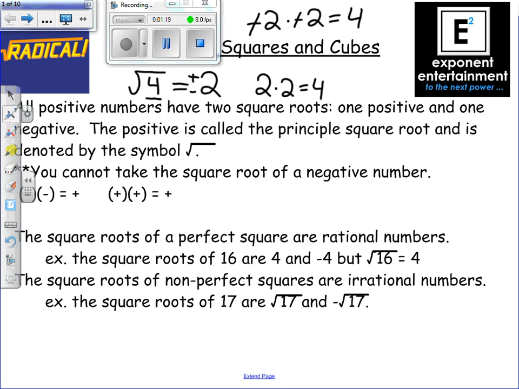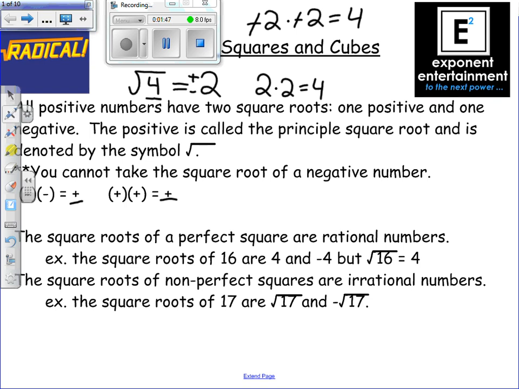You cannot take the square root of a negative. Why? What? Emma, go ahead. Right. Because a negative times a negative gives you a positive, and a positive gives you a positive. And if you had a negative and a positive, then you're not doing the same thing. So it obviously isn't going to work.